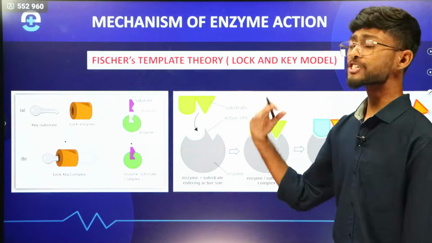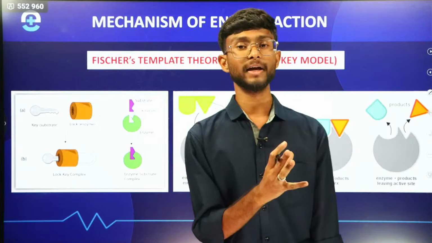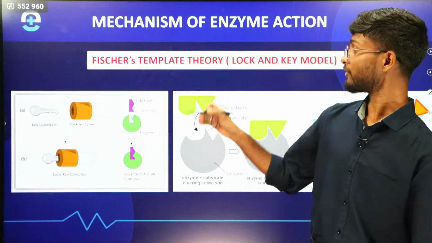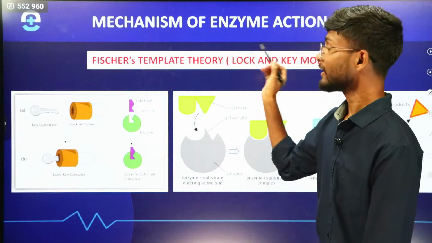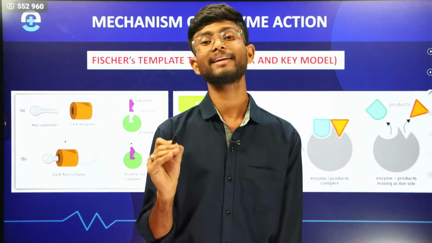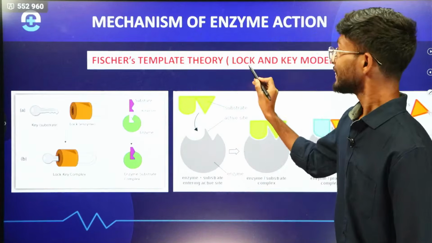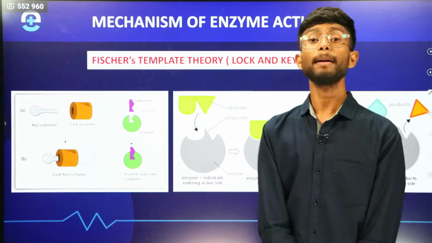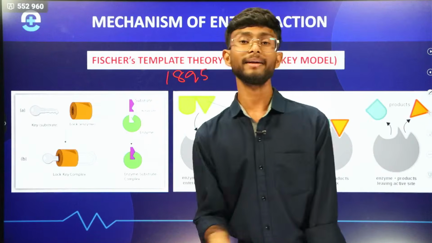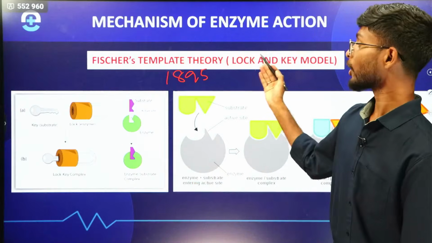Then coming to Fisher's template theory, this is helpful to understand how the active site is formed and how the substrate will bind. Everything we'll see in this Fisher template theory. It is also known as the lock and key model. Why it is called the lock and key model, you will get to know now. This theory was given by Emil Fisher in 1895, the scientist who introduced the lock and key model.